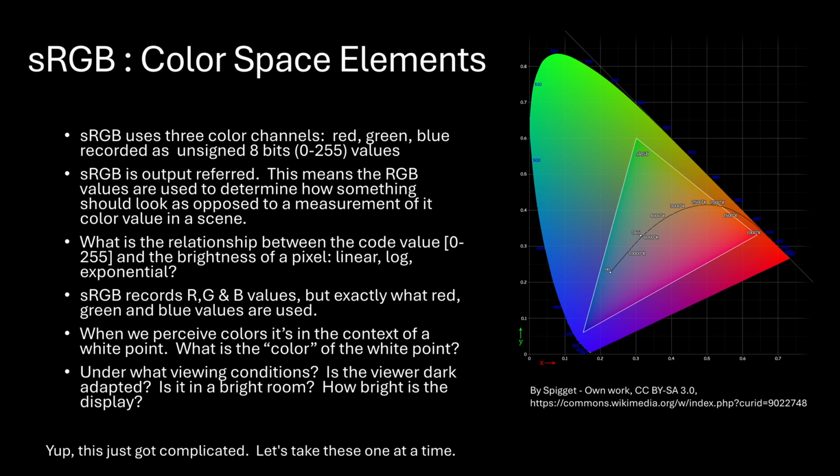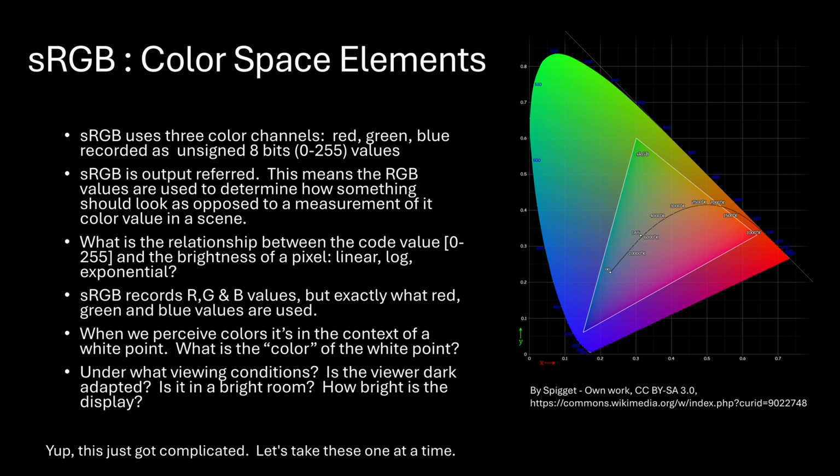For example, sRGB is output referred. And what that means is it doesn't record the color of a scene. It records how you want it to look. We have these values 0 to 255. What is the relationship between a value of 128 and how bright is a pixel? If I go from value 30 to value 60, does the output light double? Does it halve? What's the relationship? So we need to know some sort of relationship between pixel code value and pixel brightness.